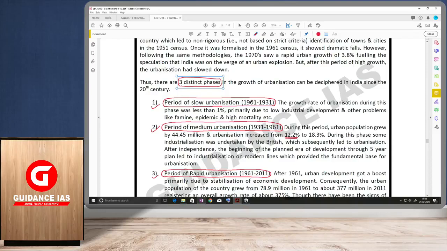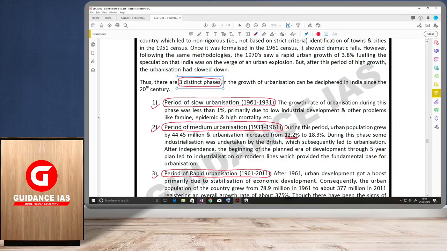Third component is the component of natural growth. Can I say, इसमें लिखा भी हुआ है, low industrial development was there and famine, epidemic and high mortality. That means even the urban areas during this period were located in the first stage of epidemiological transition. So उनका natural growth क्या होगा? It would be slow. ठीक है, so this is the period of slow urbanization.